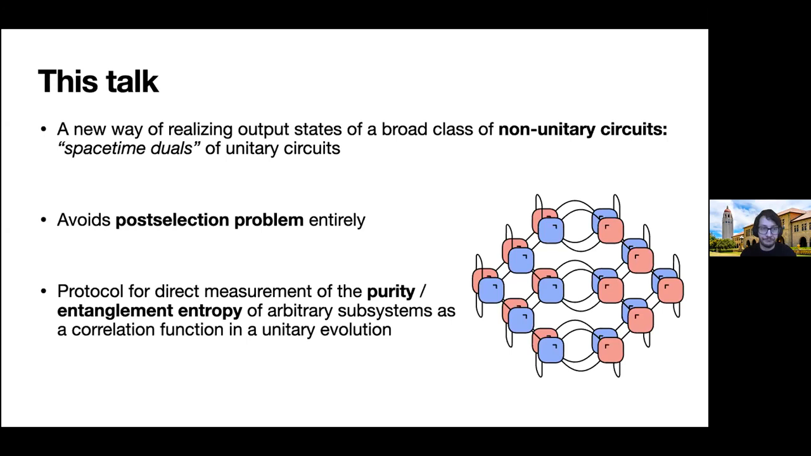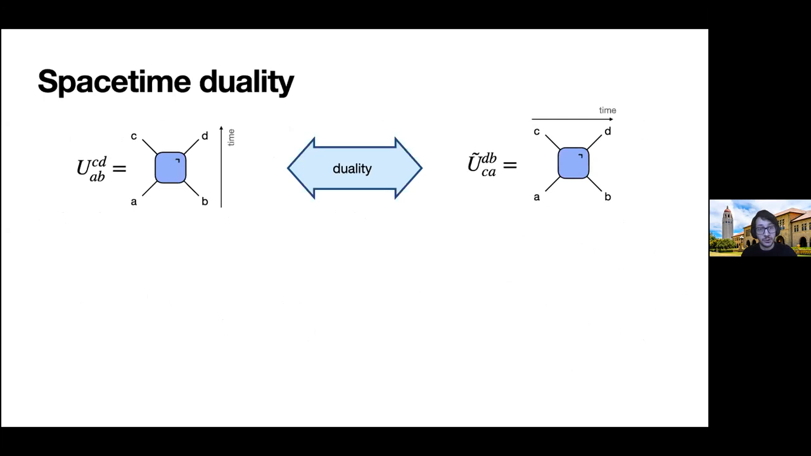Good, so let me introduce this concept of spacetime duality, which is a fancy word for a very simple concept. So imagine you have a two-qubit unitary gate that I'm showing here, and there is an arrow of time, so there are two inputs, A and B, and two outputs, C and D. You can choose to view the same gate, so same exact entries in the matrix, but with a flipped arrow of time, going left to right, for example. And in this case, your inputs are C and A, and your outputs are D and B, for example. And the gate you obtain in that way, U twiddle, is generically not unitary.